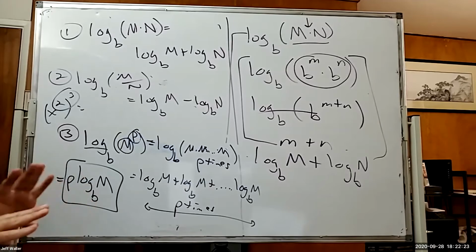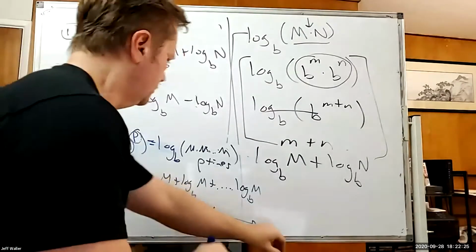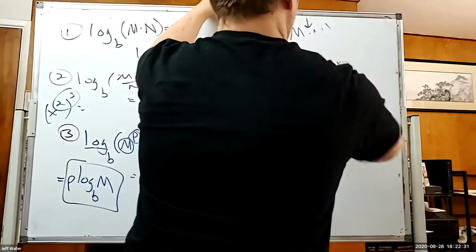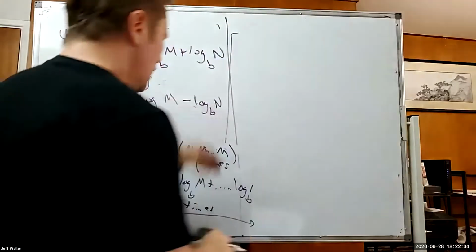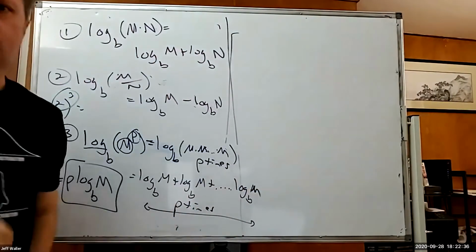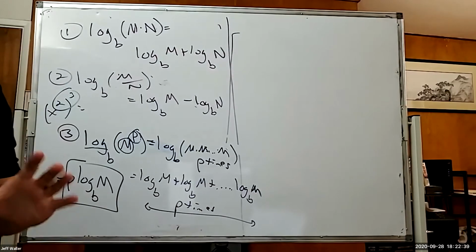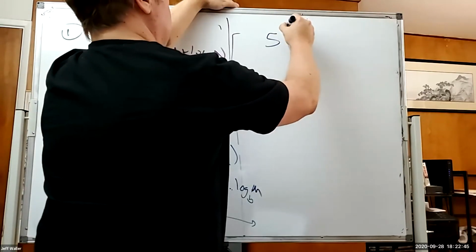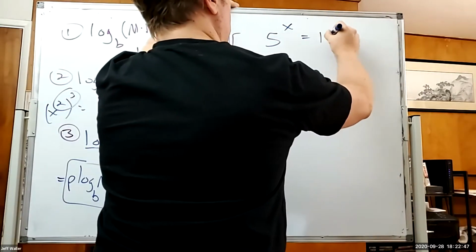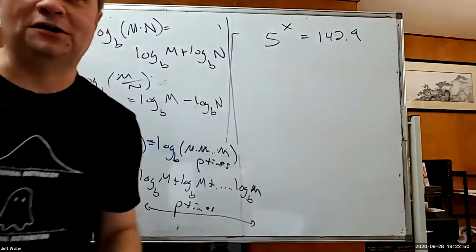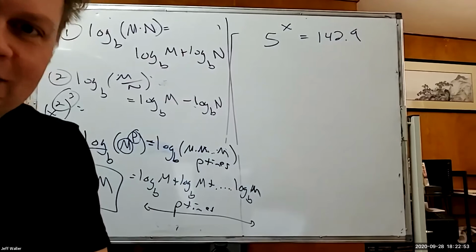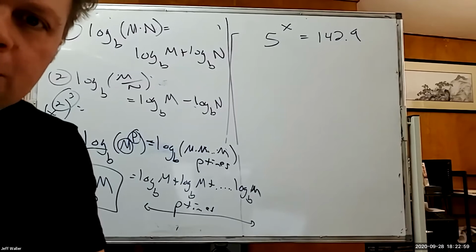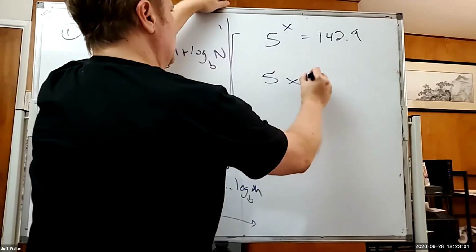So, just to give you a taste of what this does for us now. This guy is huge. What that allows me to do now is, if I have this equation, 5 to the x equals 142.9, and I want to know the exact answer to that problem, there's a major issue there. If it was 5 to the x equals 125, what would I do?